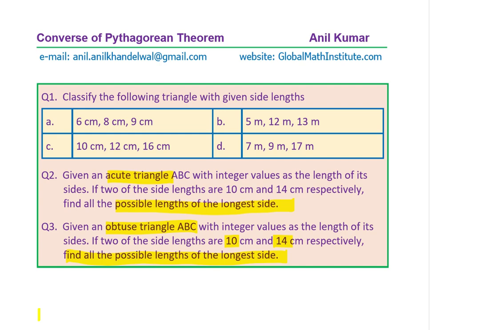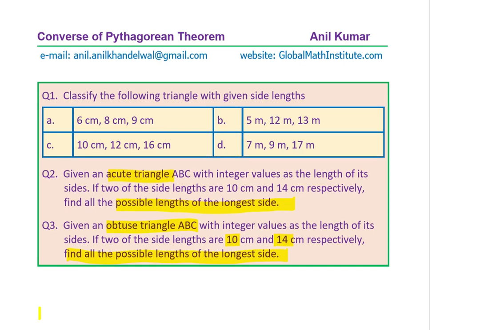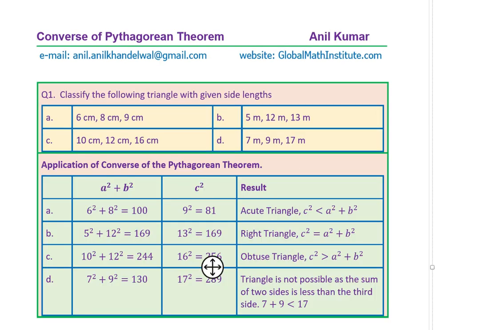Now let's begin with the very first one, which is we need to classify the following triangles with given lengths. Right? So what I've done here is made a table. In the table, we'll add the squares of these legs, I should say the smaller sides, and compare that with the square of the longest side. That helps us to decide what kind of triangle it is, correct? So taking the very first one, the two smaller sides are 6 and 8. 6 square plus 8 square is 100. What is 9 square? Well, 9 square is 81.